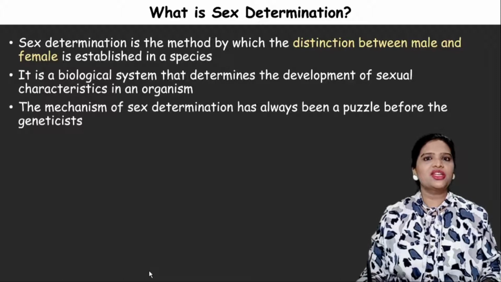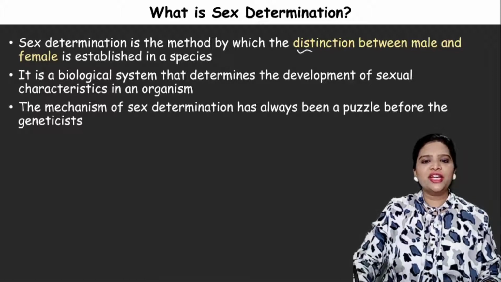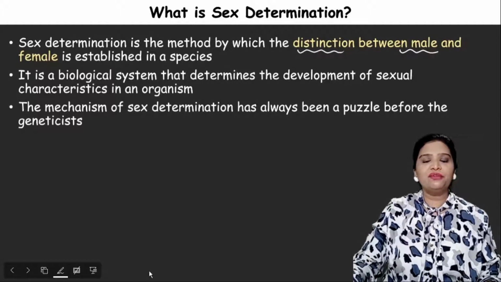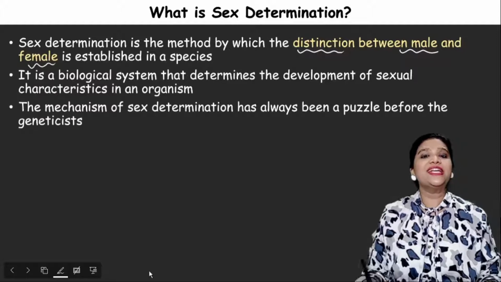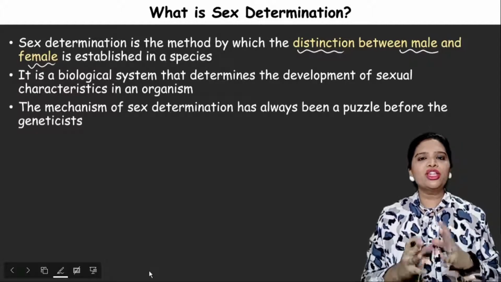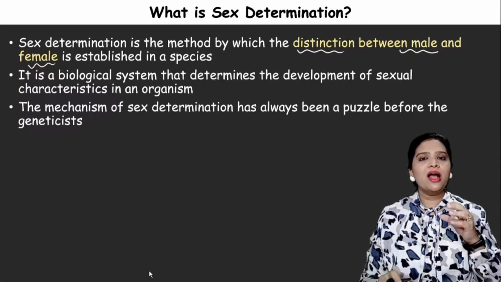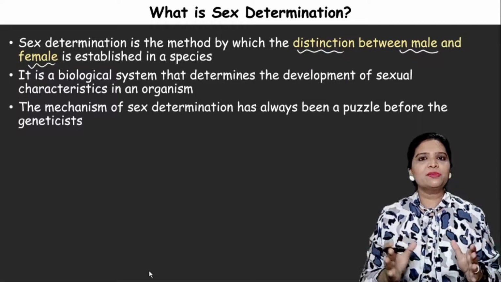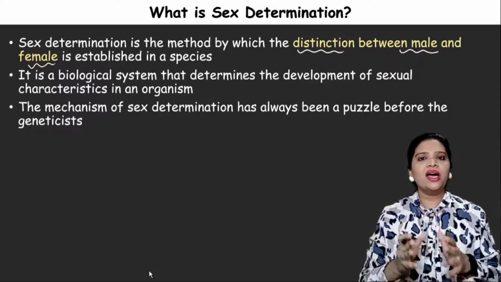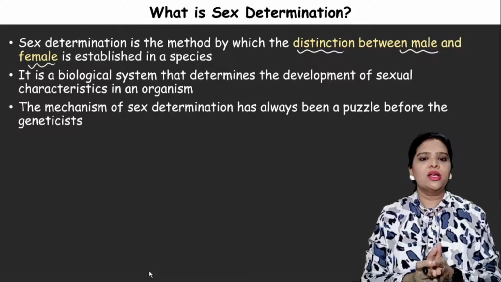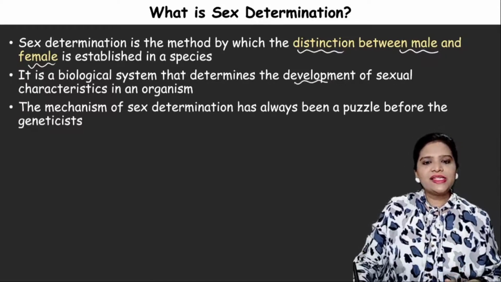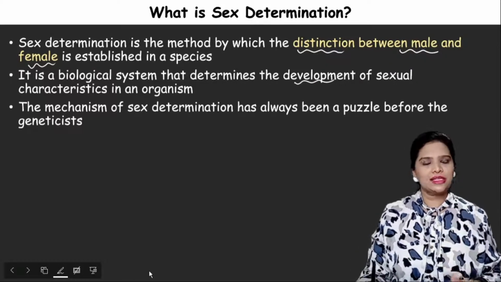Sex determination is the method by which the distinction between male and female is established in a species. This is a biological system which determines how the differences between male and female are present in an organism. So this determines the development of sexual characteristics in an organism.